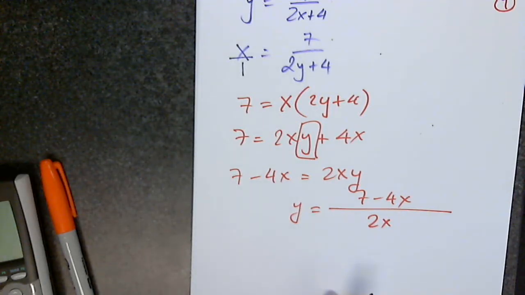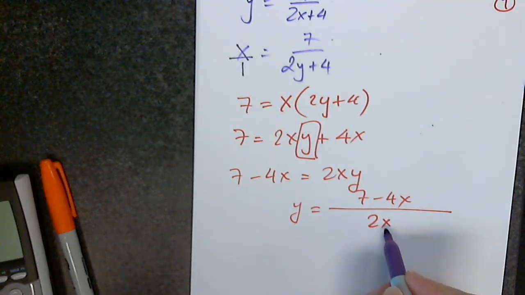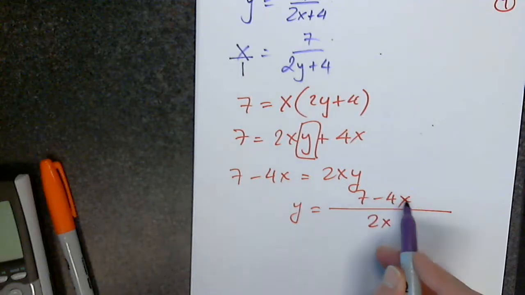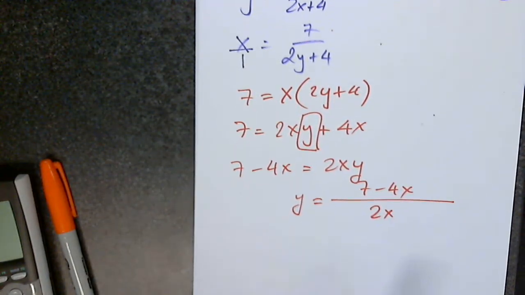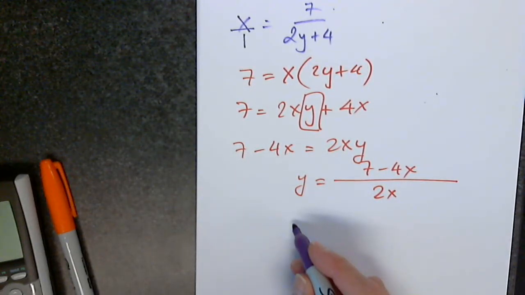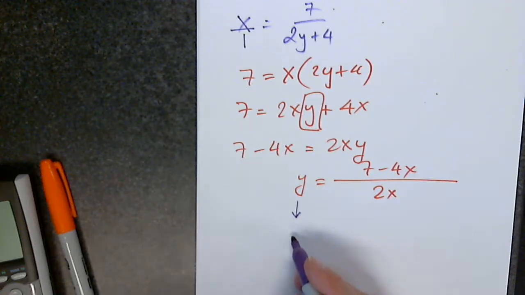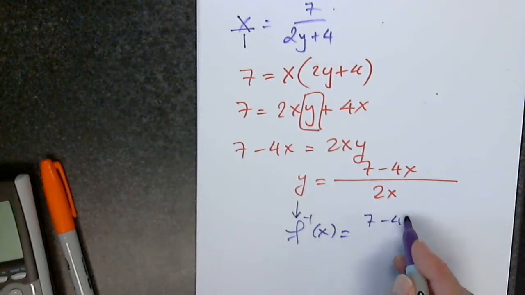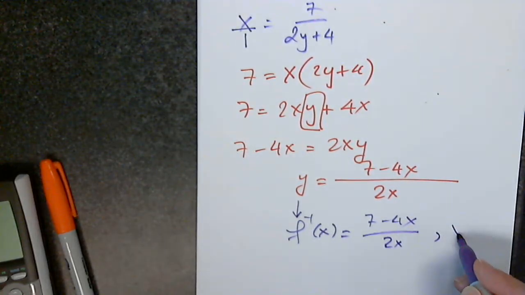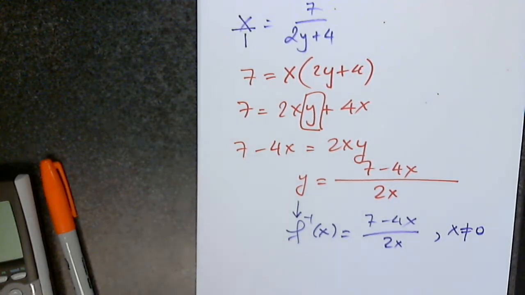No, because we know chapter 7. X is a factor here, but this x is not a factor at the top. Excellent, thank you. So the final step is I just replace y by what notation? But inverse. That's what we are trying to find. And of course, I will write x not equal 0. Very good.